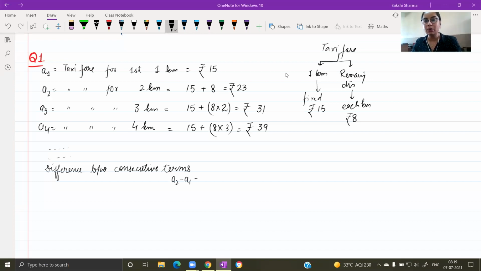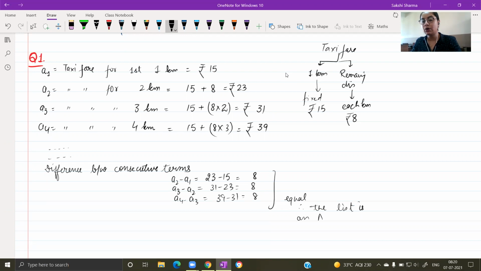So A2 minus A1, this is 23 rupees minus 15 rupees. This is 8. Second term and third term, the difference again is 8 rupees. Fourth term and the third term, the difference again is 8 rupees. So the difference between the consecutive terms is same. Therefore, the list formed is an AP. It is exactly like the question we did yesterday.